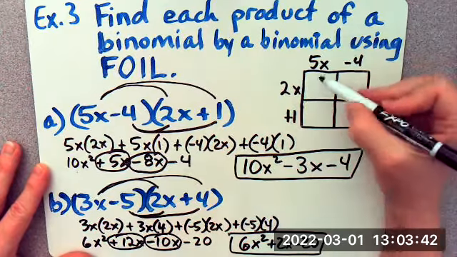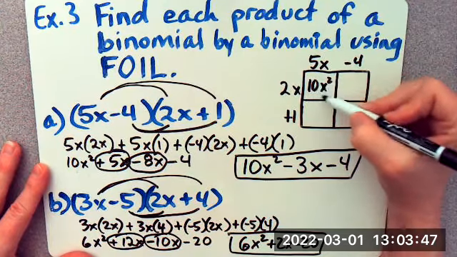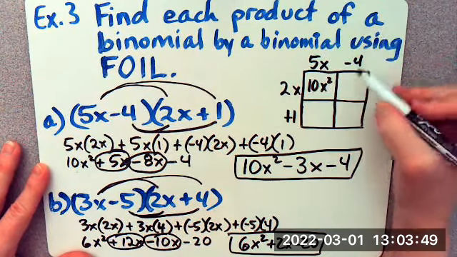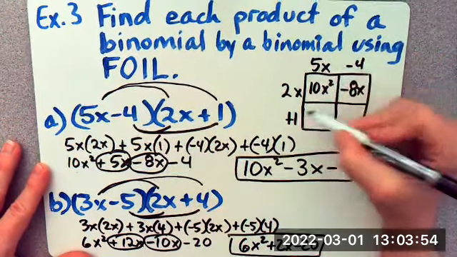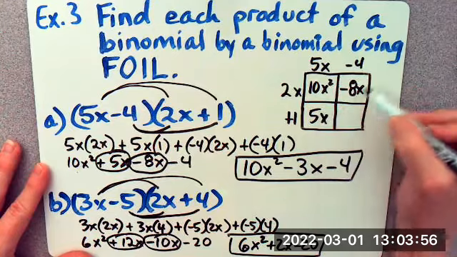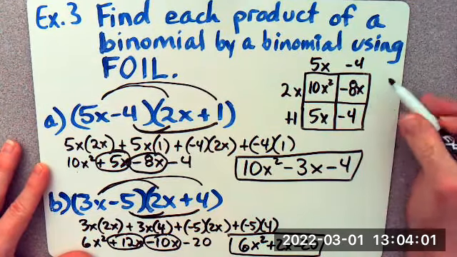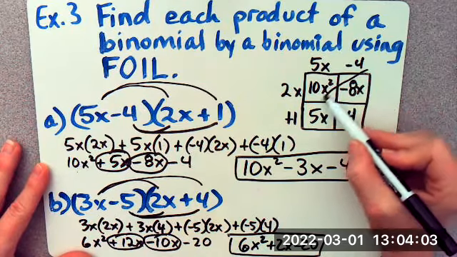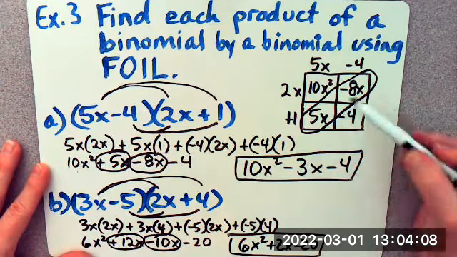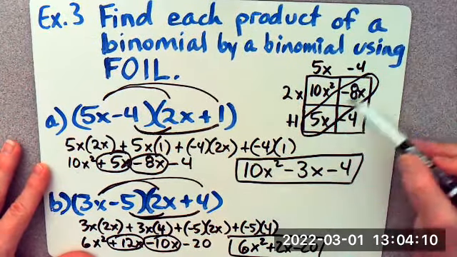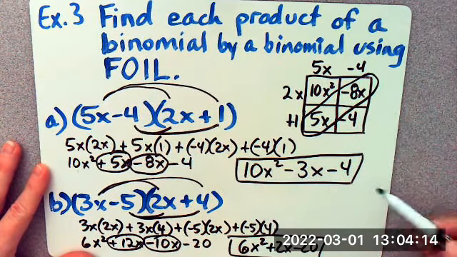Okay, so 2x times 5x is 10x squared. So that gives us the area for this box. 2x times negative 4 is negative 8x. 5x times 1 is 5x. And negative 4 times 1 is negative 4. So we see, oh, hey, the diagonals are the same. So our like terms are right there. So we have 10x squared, 5x plus negative 8x is negative 3x, and the minus 4.